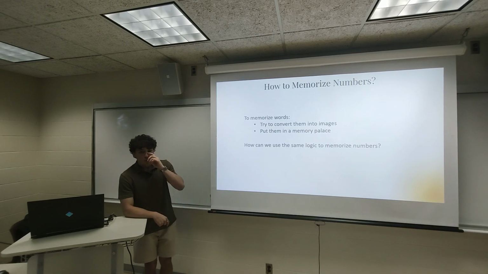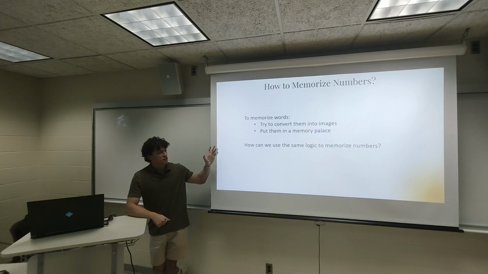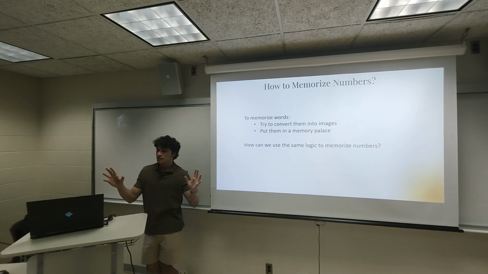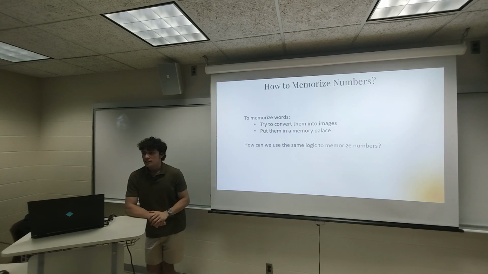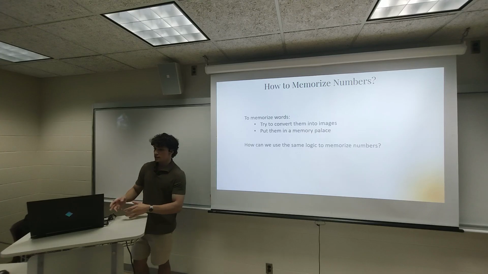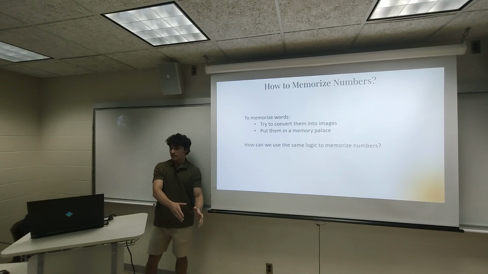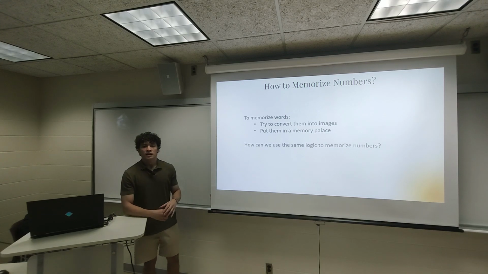Okay, so we learned how to memorize words, right? And to do that, we convert them into images, and then we put those images in a memory palace. That's usually how we would do if we were going to memorize a list of words, as we did in the last lecture. We memorized like a bunch of countries. We also memorized a shopping list, a grocery list, and we basically picked each item of the list, converted into an image, and put that image in a memory palace, right? And we can do something similar to numbers. That's what we would like to do.